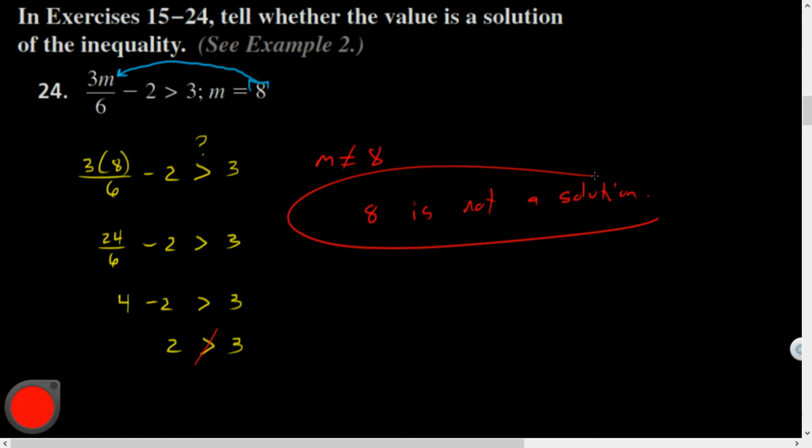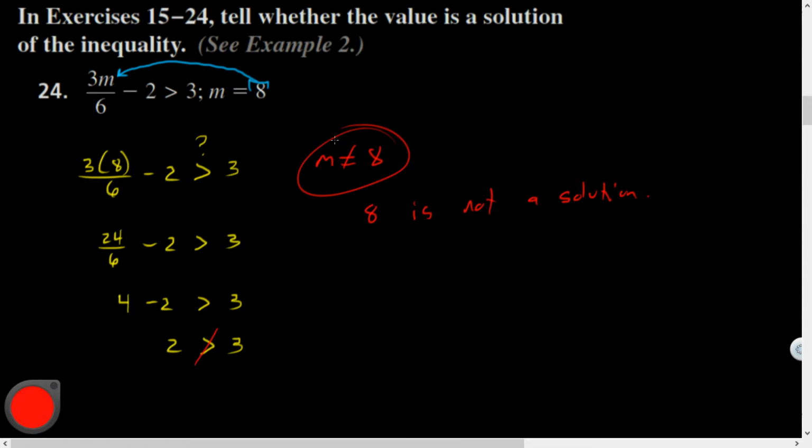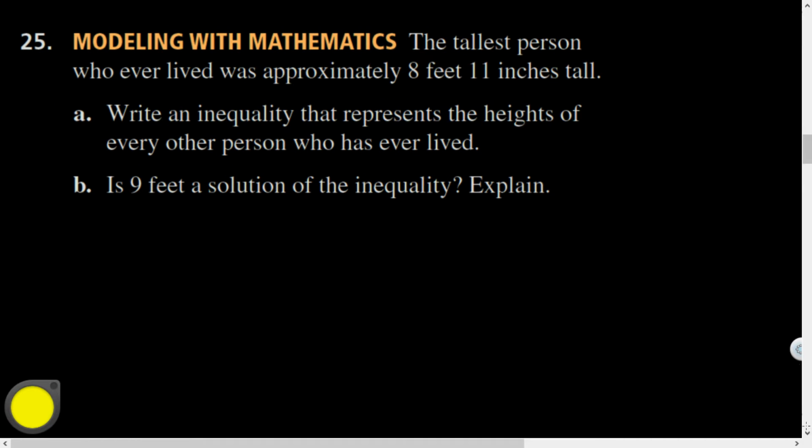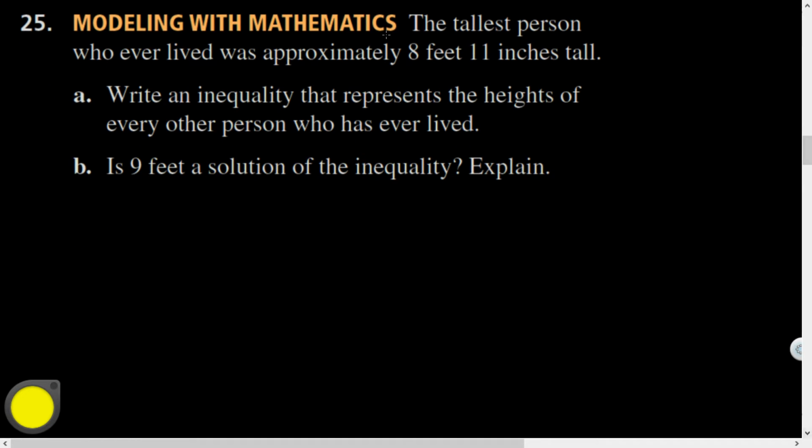Which is probably more specific, because if I say m cannot equal 8, that might be interpreted as m can be anything but 8. But there's probably a lot of things that m cannot be, and 8 is just one of those many impossible things for m to be.